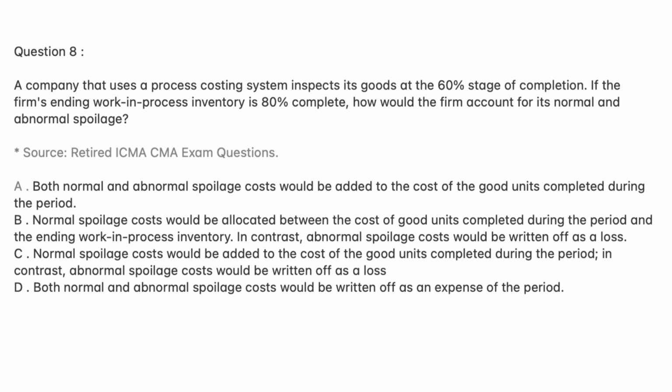A. Both normal and abnormal spoilage costs would be added to the cost of the good units completed during the period. B. Normal spoilage costs would be allocated between the cost of good units completed during the period and the ending work in process inventory. In contrast, abnormal spoilage costs would be written off as a loss. C. Normal spoilage costs would be added to the cost of the good units completed during the period. In contrast, abnormal spoilage costs would be written off as a loss. D. Both normal and abnormal spoilage costs would be written off as an expense of the period.